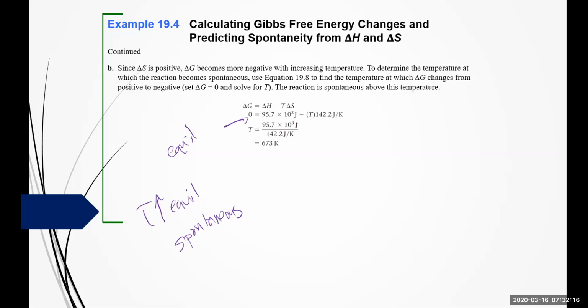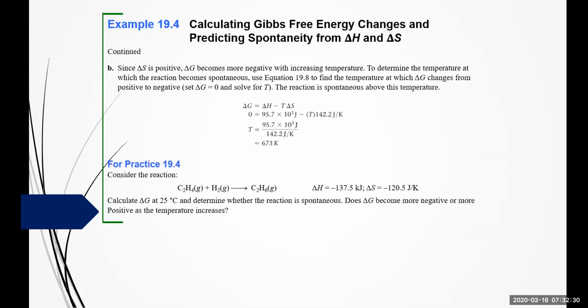We have our delta H in joules. We have our delta S in joules per Kelvin. And we go through and we solve that, and then we get a temperature of 673 Kelvin. And so then if you want another practice one, there's one like that below.